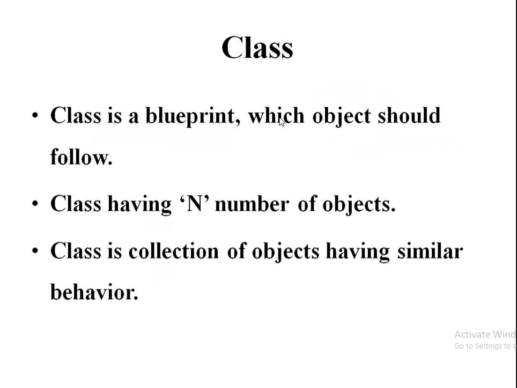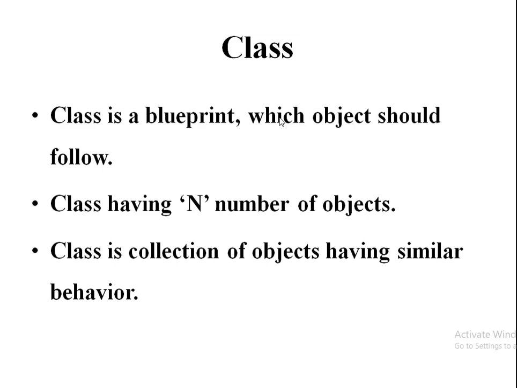Next, class. Class is a blueprint which an object should follow, and here the object follows the prototype of the class. And also a class has n number of objects. And also a class is a collection of objects having similar behavior.